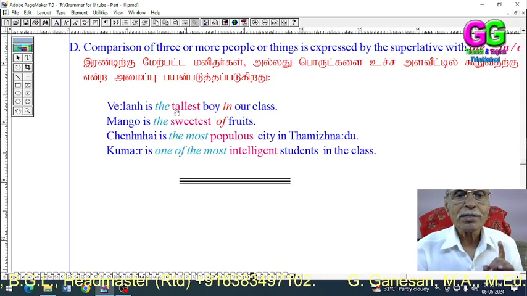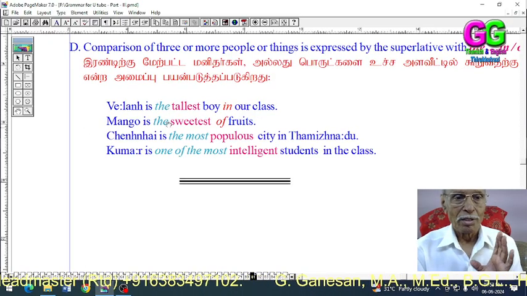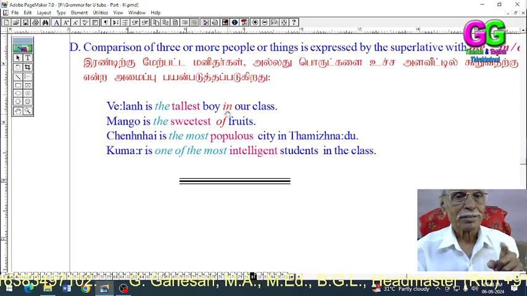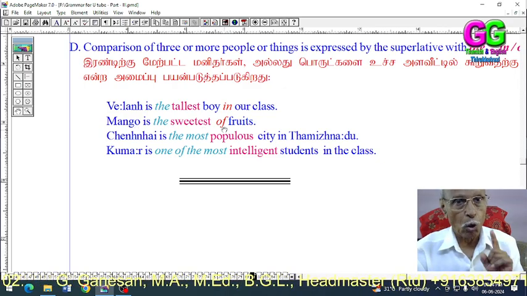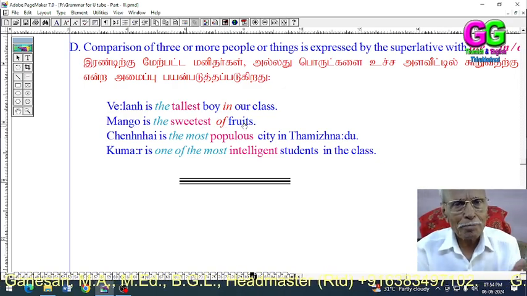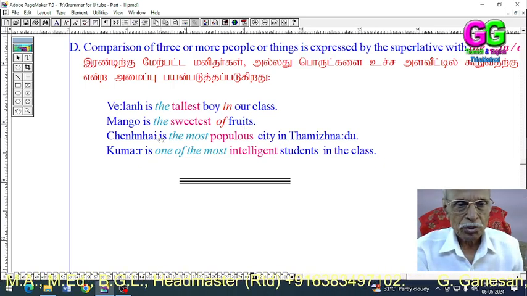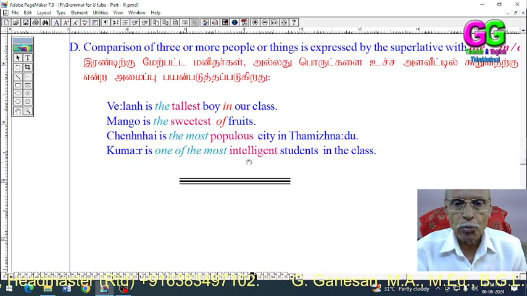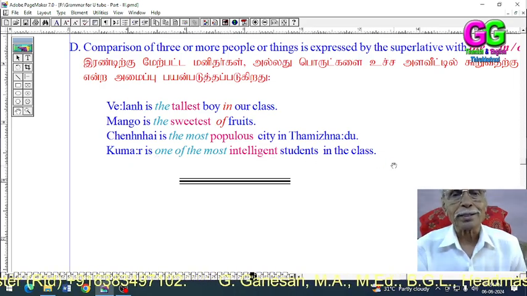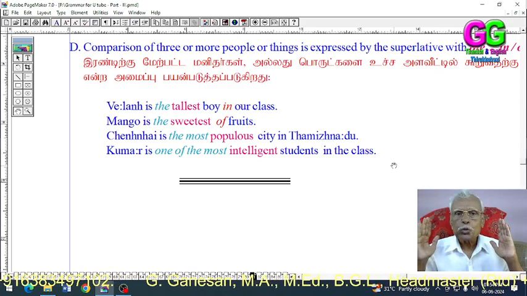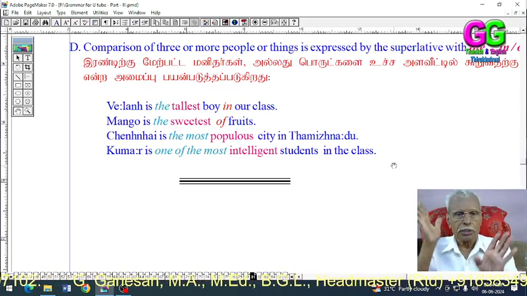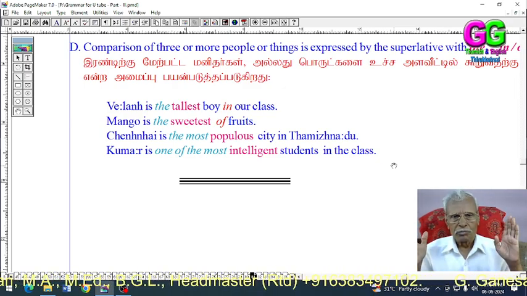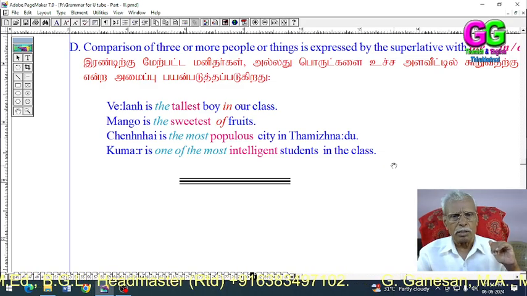You see, Valen is the tallest boy in our class. Valen is the tallest boy, superlative, tallest boy. Mango is the sweetest of fruits. There are so many fruits. Among them, mango is the sweetest of fruits. Chennai is the most popular city in Tamil Nadu. Kumar is one of the most intelligent students in the class. So, in the superlative degree, the scale used is the, and at the end of the sentence, in or of are mainly used.